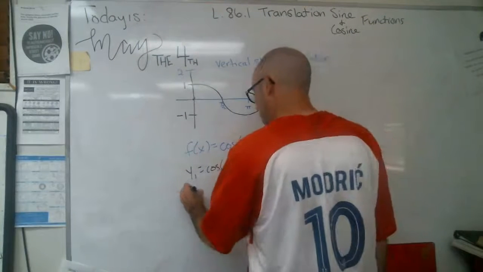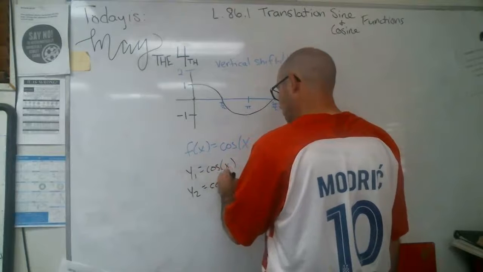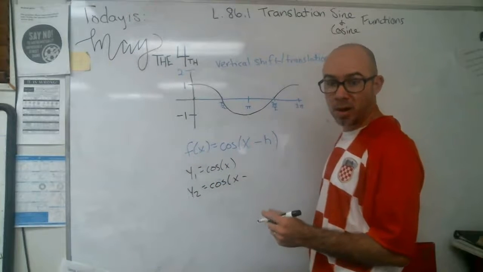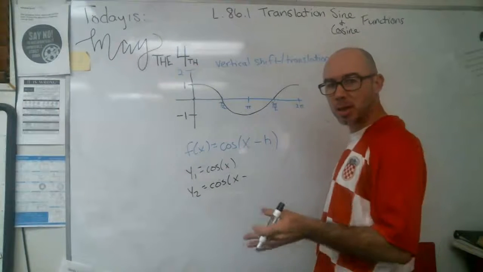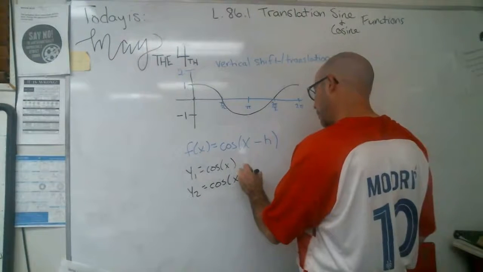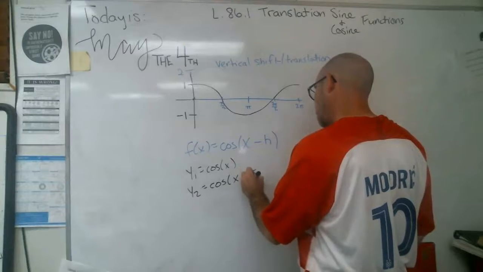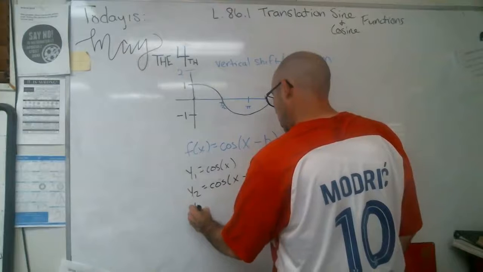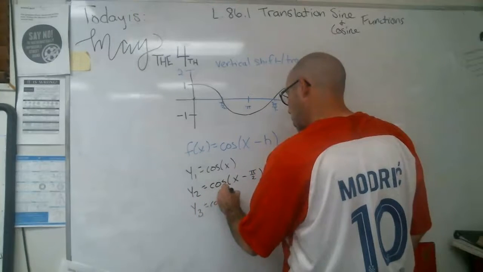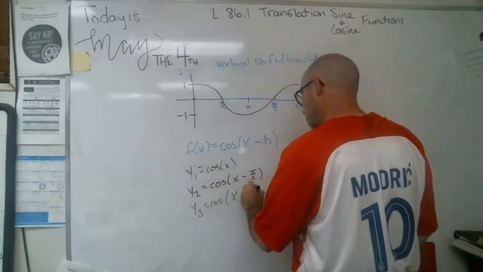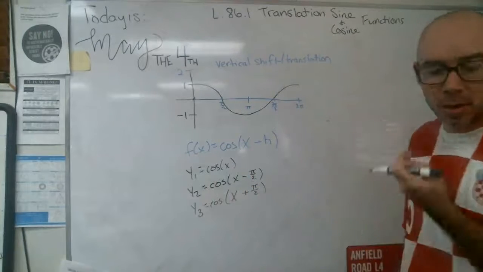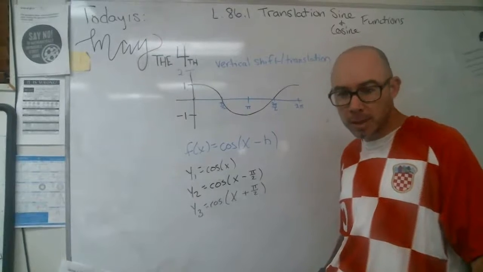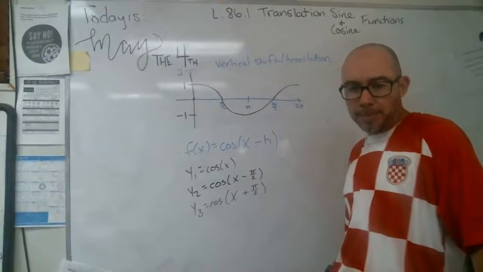If we would like to move it to the right, let's just pick a number. Let's do this in radians, so that it kind of stays in its pattern. Let's go minus pi over 2. Use your little fraction bar. Or you can go maybe y3, and this time we'll go x plus pi over 2. So you get the same shift left and right. Now you tell me which one moves it left and which one moves it to the right. Okay.